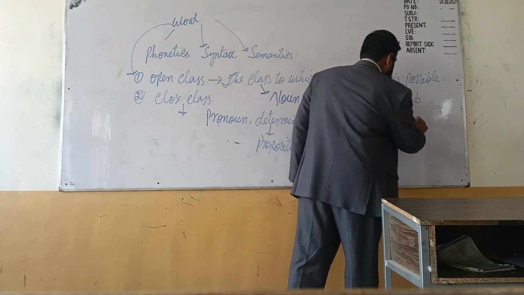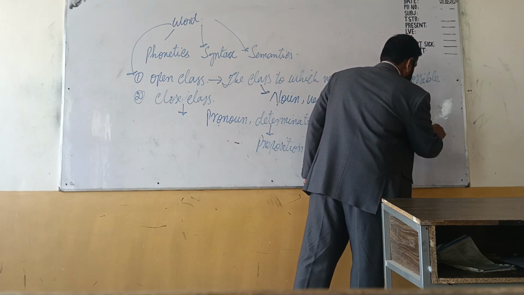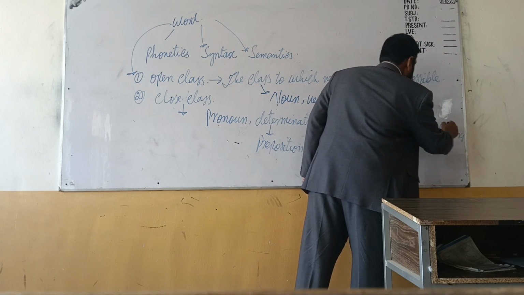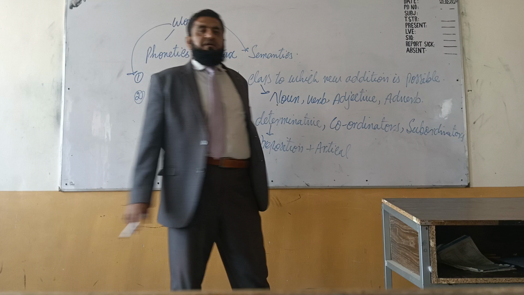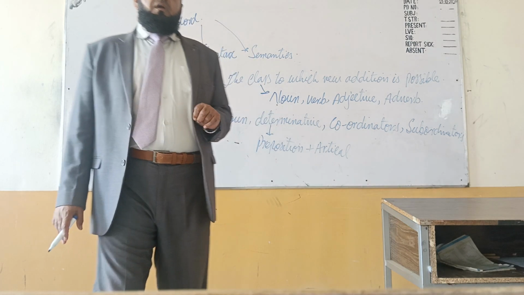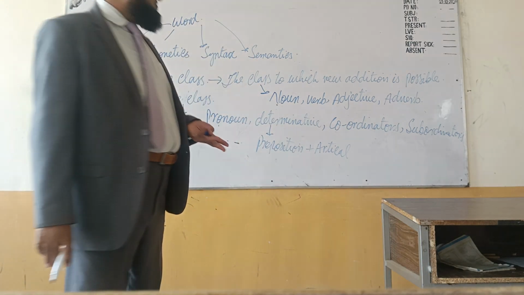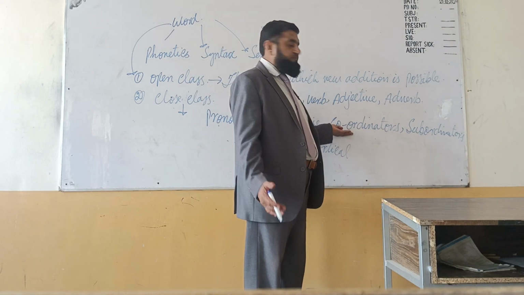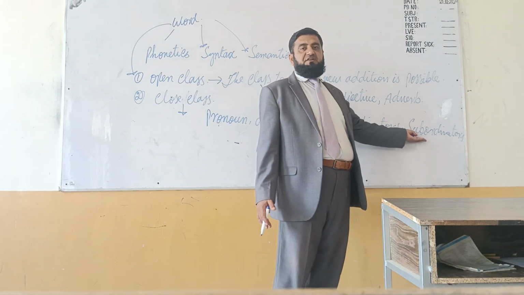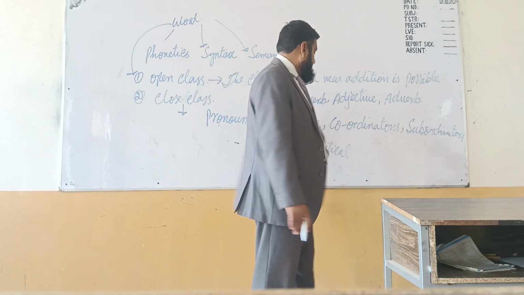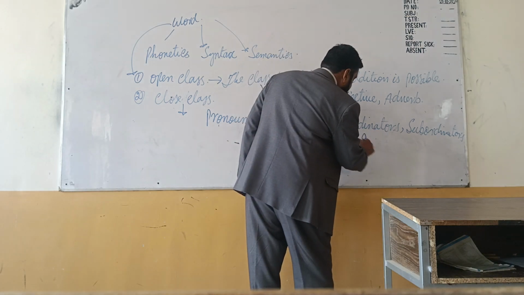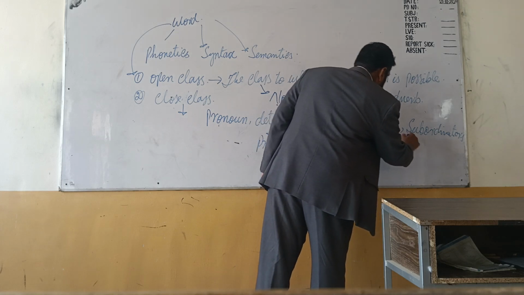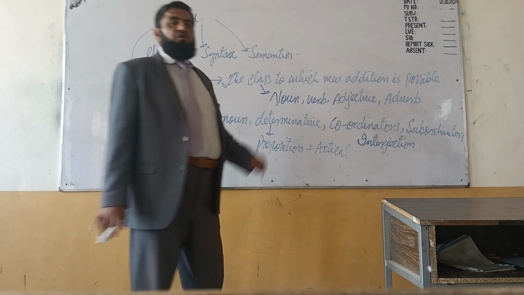We have subordinators. Coordinator and subordinator are both conjunctions, but in new grammatical terminology they are considered separate parts of speech, so we are considering coordinator and subordinator separately. And the next thing is interjection. So those are related to closed class.